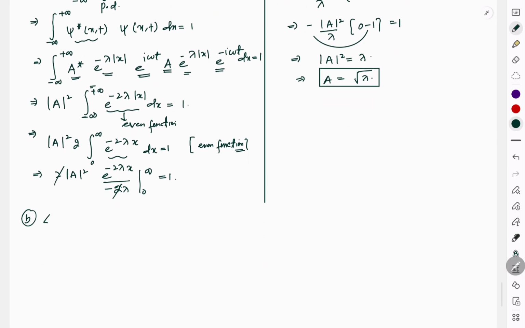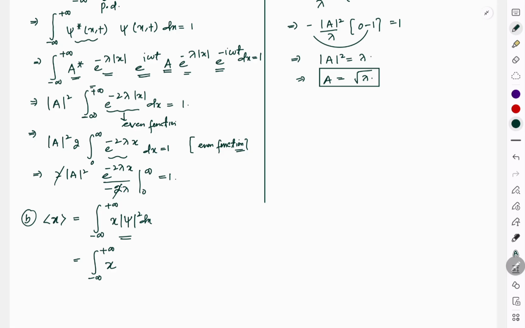Let's find the expectation value of x. The basic definition of the expectation value of x is the integral from minus infinity to plus infinity of x times the probability density, which is psi square dx. Let me write it downwards. So this is the expectation value. We'll directly substitute: integral from minus infinity to plus infinity of x and psi square.